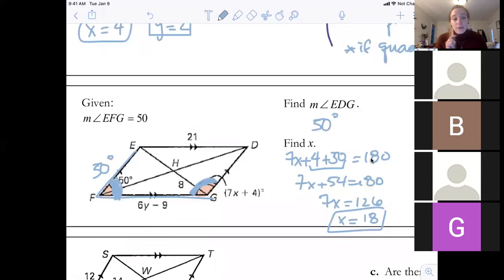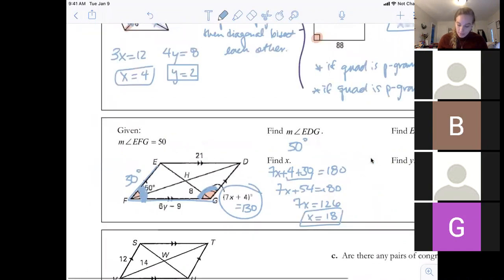I had kids in my other class figure out what this angle was equal to. They knew 50 and this angle were supplementary, so they just set 7x plus 4 equal to 130. So if you did the supplementary first and then set 7x plus 4 equal to 130, that's also okay. Awesome. Thanks for the help, Tyler and Ben.